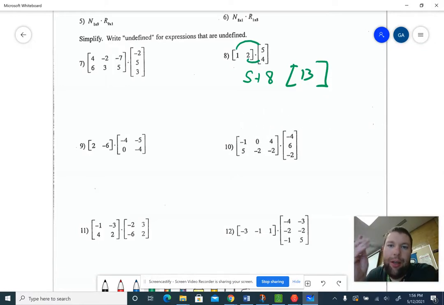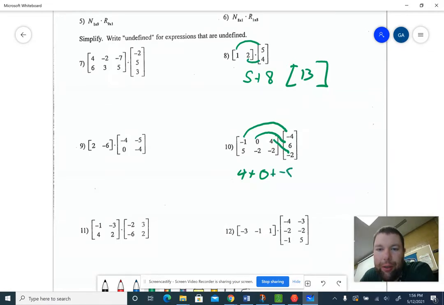So again, we start by the first number multiplying with the first number in the column, and we just multiply straight like that. It's like pouring it in. It's like the rainbow, right? So we'd have -1 times -4, which is 4, plus 0 times 6, which is 0, plus 4 times -2, which is -8. Okay, that's the first element to my matrix. And again, it's going to be 2 by 1. So it's basically one column, two rows.